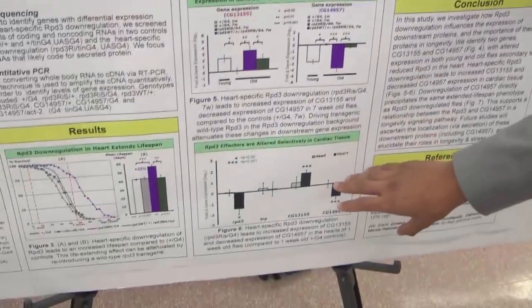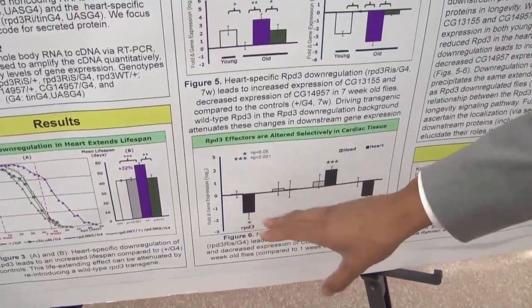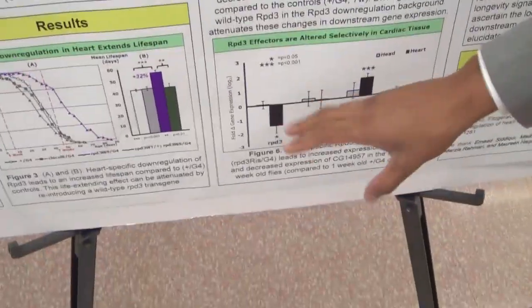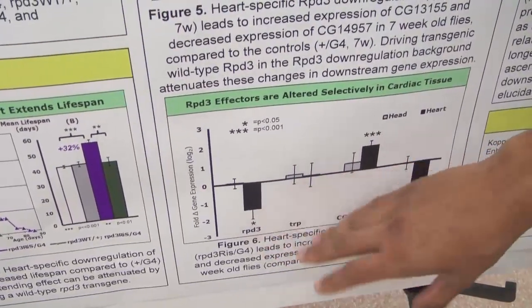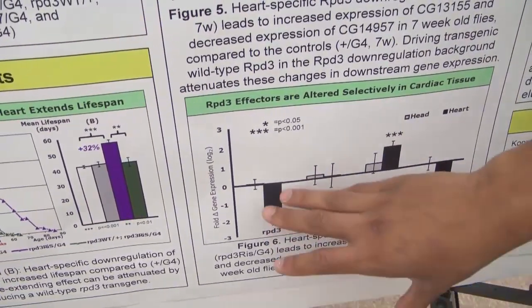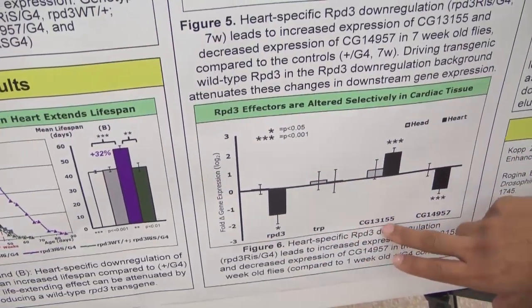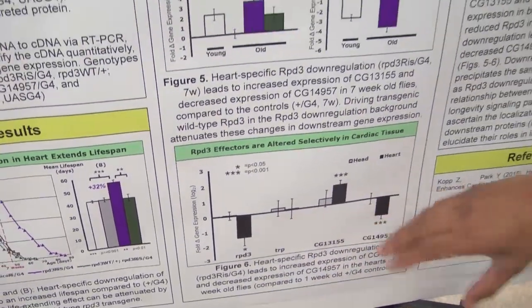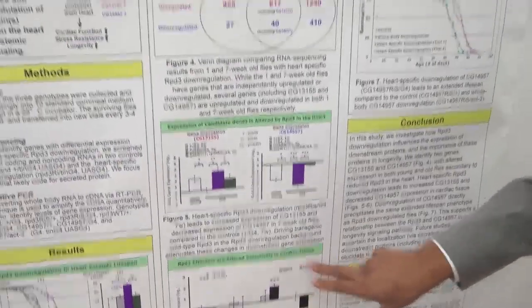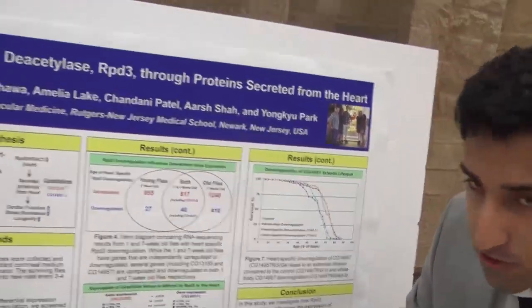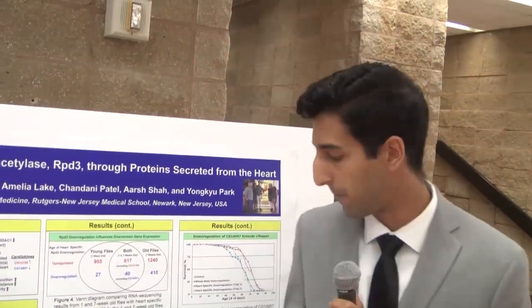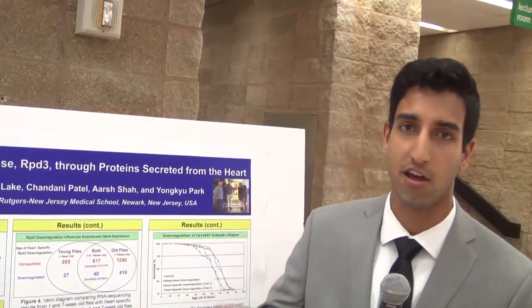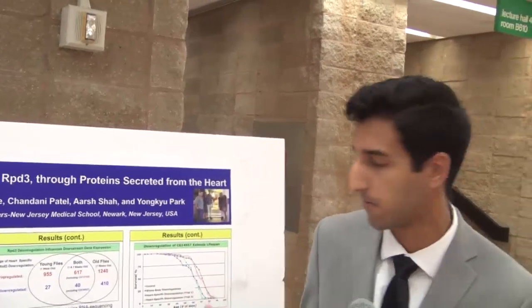Now, if you look down here, we can see that RPD3 effectors are altered selectively in the cardiac tissue. So if we downregulate RPD3 selectively just in the cardiac tissue, we know that CG13155 and CG14957 are being driven in change specifically in the heart. In head tissue, which we examined in addition to other tissues, there was no change compared to the heart tissue. Heart tissue had the highest change in gene expression, identifying that the heart is where these secreted proteins come from.